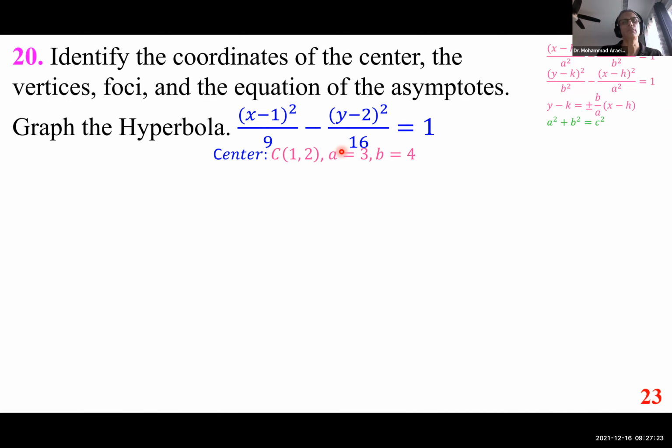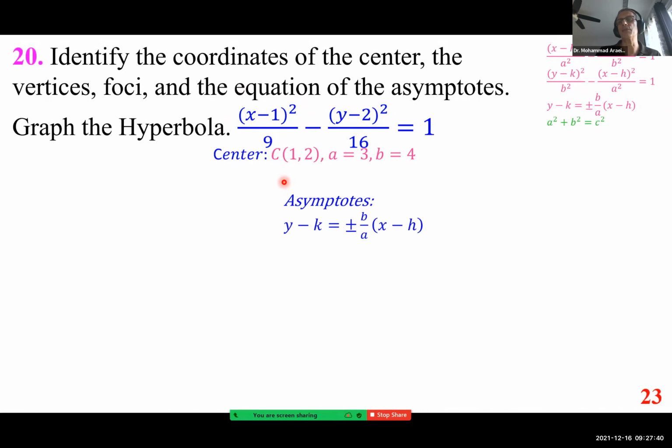And because this thing is positive, in other words, the coefficient of x, or in this case, x minus 1 quantity squared is positive, then it opens sideways. That's the idea. So let's see what we have. The asymptotes follow this formula. Y minus k equals plus minus b over a times x minus h. So when we plug in, y minus 2. So in other words, it's the same as this one, plus minus b over a, 4/3, and just like this one, x minus 1.